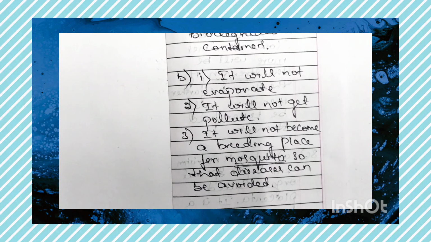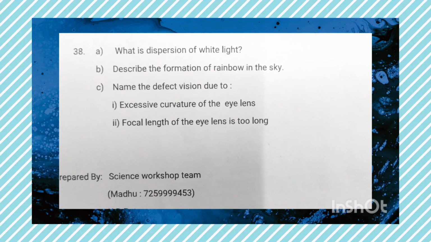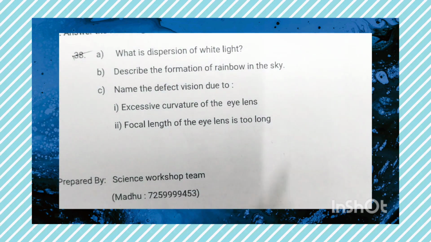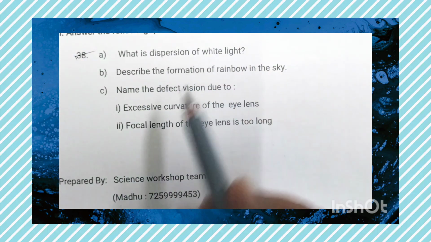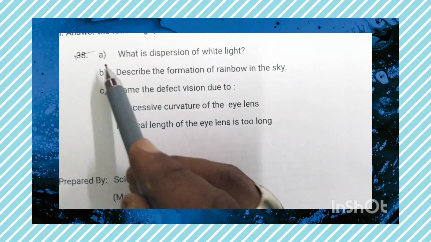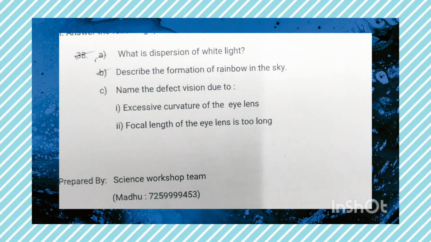So this is about 37th, and let us move to the last question of practice paper number 7, and that last question is 38th question, that is 5 marks question. What is dispersion of white light? Second one, describe the formation of rainbow in the sky. Third one, name the defect of vision due to excessive curvature of the eye lens and focal length of the eye lens is too long. So now let us answer these questions.